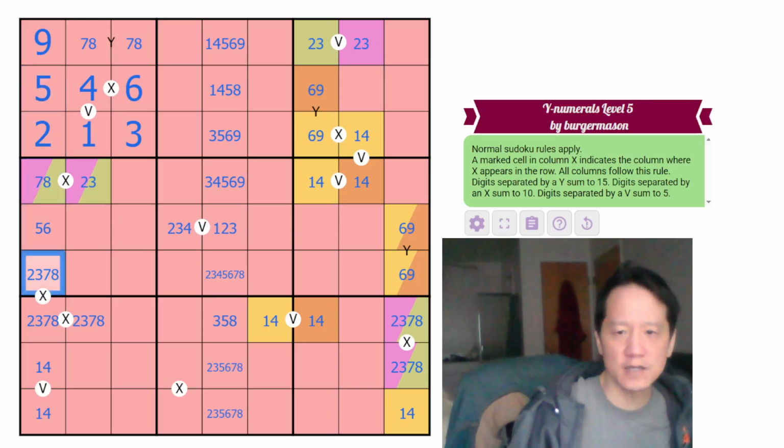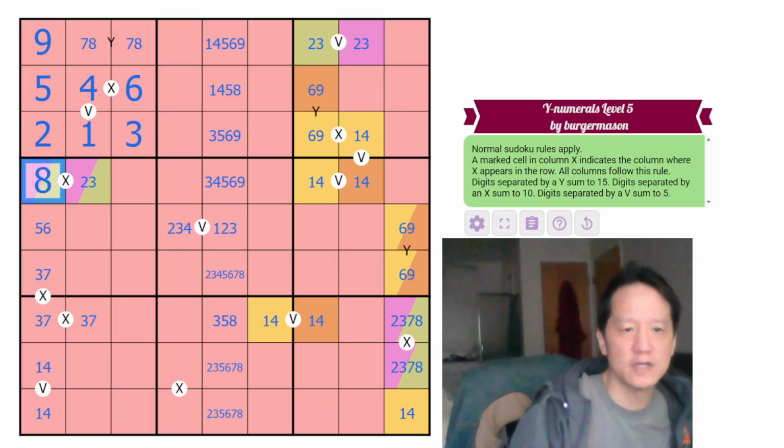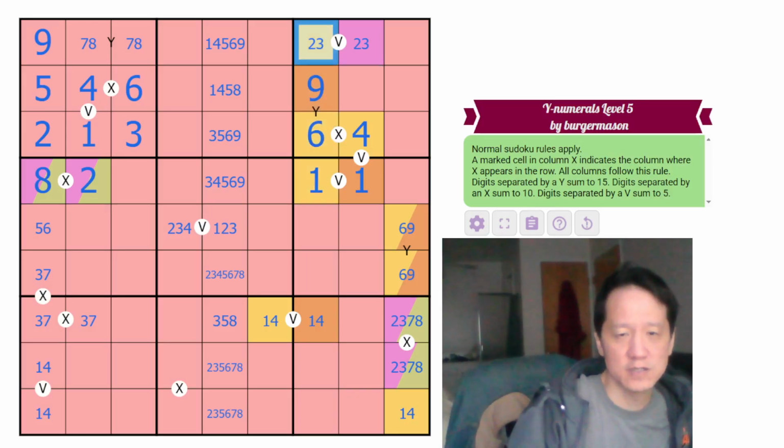This, again, cannot be 2 or 8. This can't be 7 then, which makes this an 8, which makes this 2. This 8 means the 1 has to be in the 8th column. So this is 1, this is 4, this is 1, which fits here. This has to be 9 then, and this has to be 6.